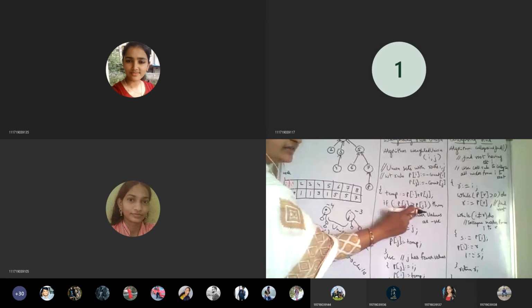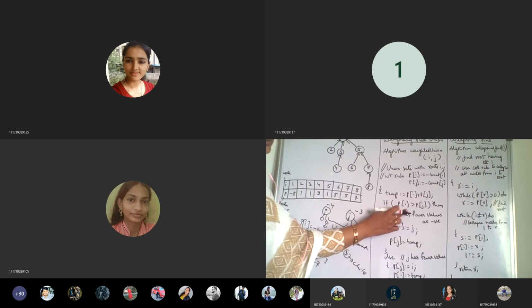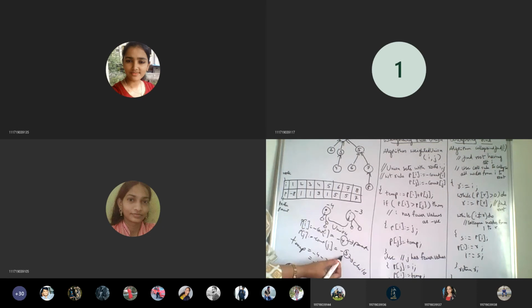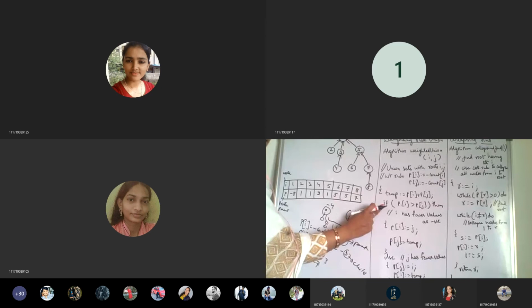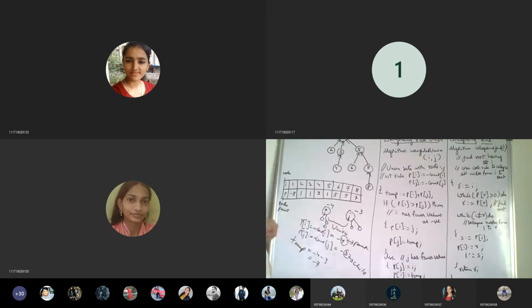So if P of I is greater than P of j, here they are taking negative values also. When we consider P of I, it is -4. Is -4 greater than -3? No. So it will come to the else part. That means j has fewer nodes. If this were satisfied, then I would have fewer nodes. Since this is not satisfied, what is not satisfied?